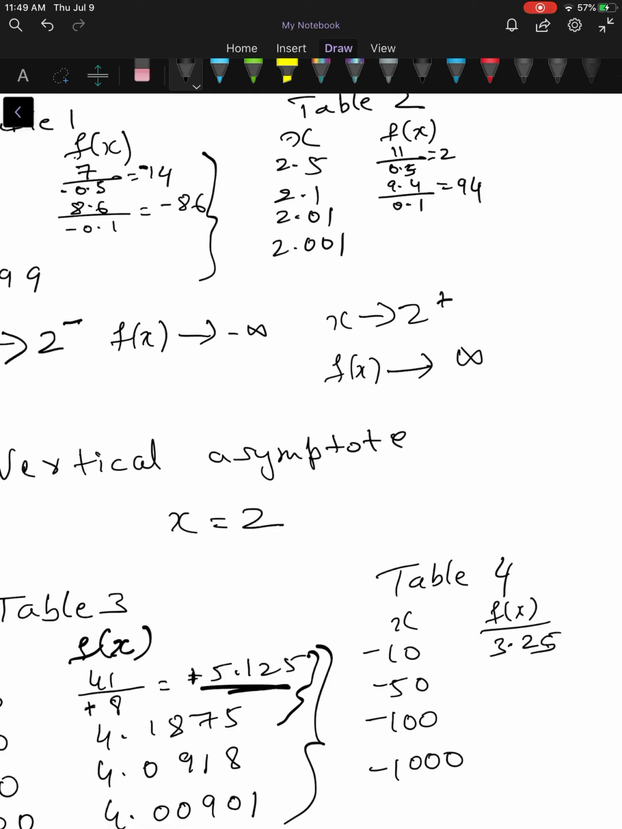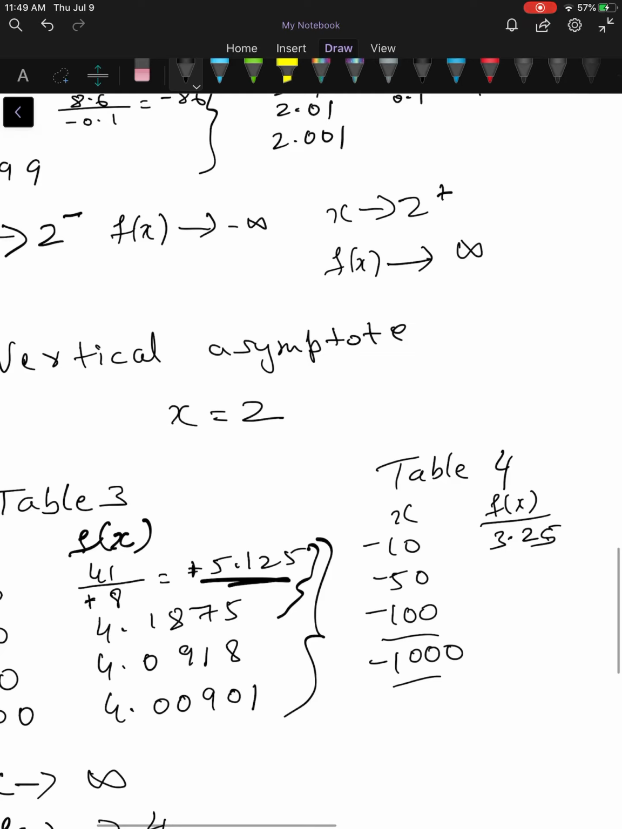So I do not want to calculate 50. I'll go for 100 and 1000 so that I can directly judge the values. But if you are asked to do it completely, it's a problem.